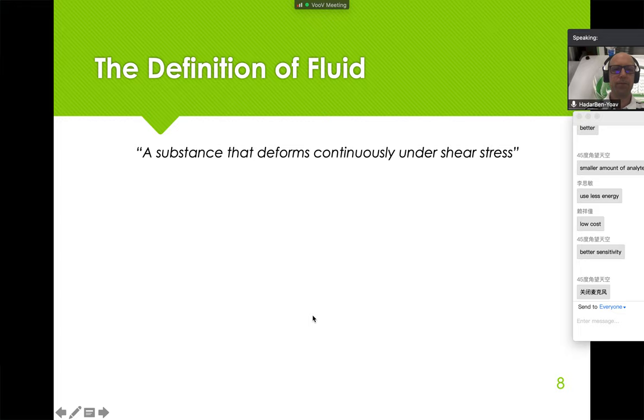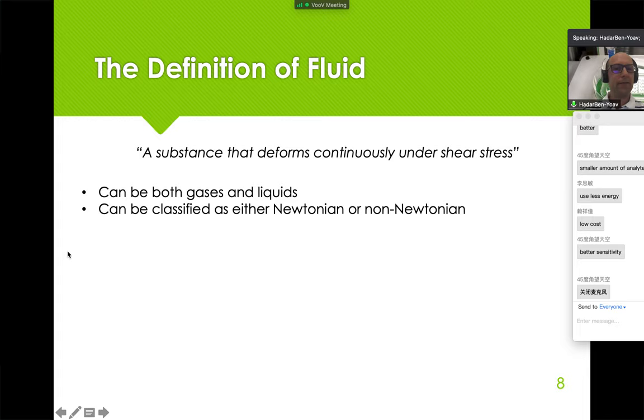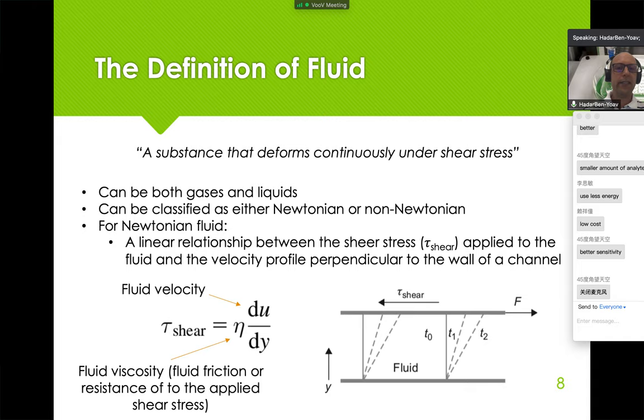So what is the definition of a fluid? The definition, according to the textbook, is a substance that deforms continuously under shear stress. It can be either gases or liquids, and both are called fluids. It can be classified as having either Newtonian or non-Newtonian characteristics. Here we're going to focus on a fluid that behaves in a Newtonian way, which shows a linear relationship between the shear stress applied to the fluid and the velocity profile perpendicular to the wall of the channel.